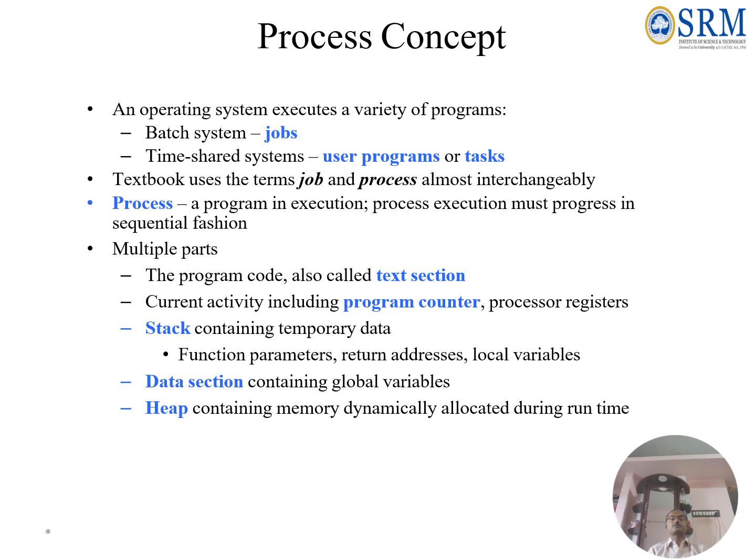The process execution must progress in sequential fashion. Multiple parts of a process: the program code, which is also called the text section. Then the current activity, which includes the program counter and processor registers. Then the stack containing temporary data, where the function parameters, return addresses, and local variables are stored. Then the data section containing global variables. Then the heap, which contains memory dynamically allocated during runtime. So these are the multiple parts we have in a process.